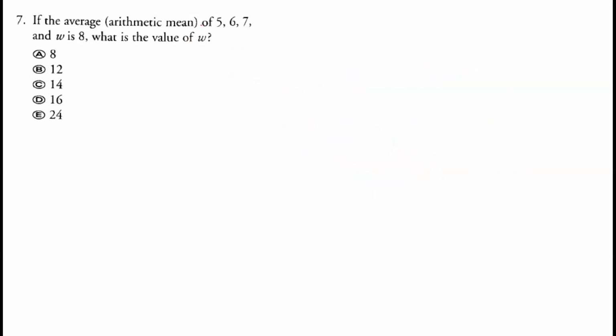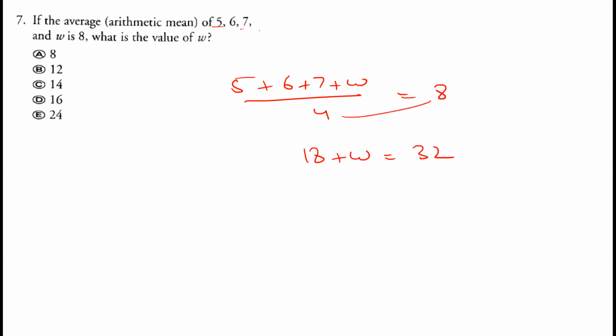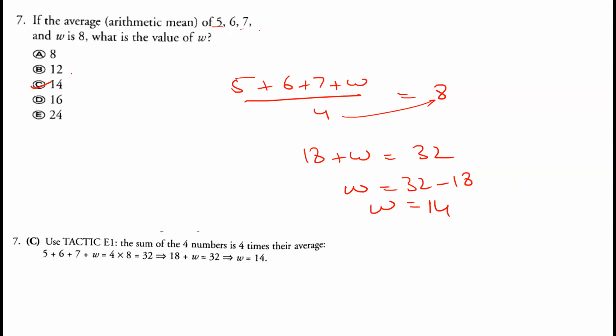Now the average of 5, 6, 7 and W, so 5 plus 6 plus 7 plus W divided by 4 equals 8. Now 5 plus 6 is 11, 11 plus 7 is 18, plus W equals 32, since 8 fours are 32. So W equals 32 minus 18, which gives you 14. So option C is correct.